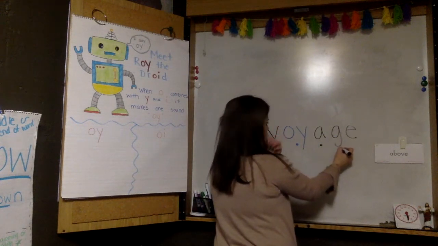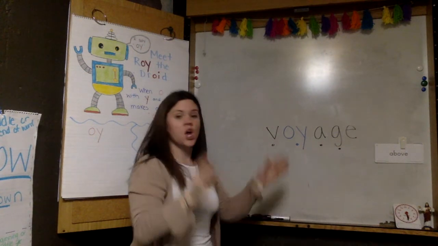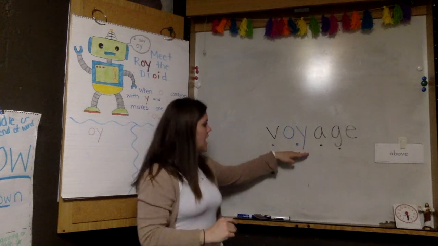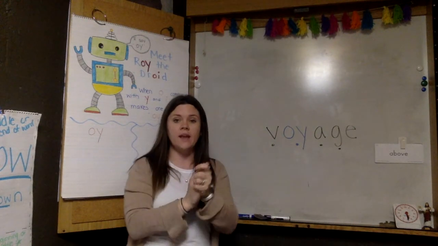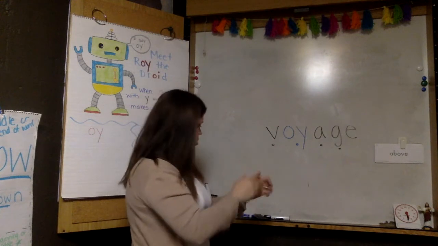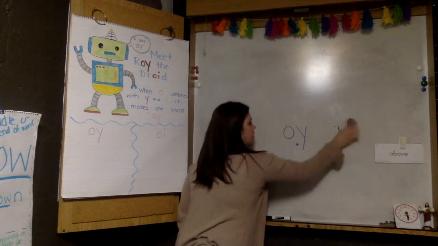Edge. Soft G, right? J. And the E makes no sound. Voyage. So again, that OY is at the end of the first syllable. Voyage. So you will see OY.